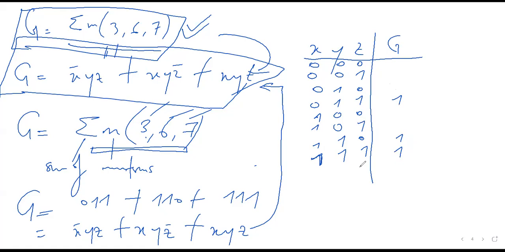If you have a function given in this notation, it means for the min term number 3, the min term number 6, and the min term number 7, the output is 1 from the perspective of sum of products. Now, from the perspective of product of sums, it means the output is 0. Where the output is 0, that's where we'll be dealing with.